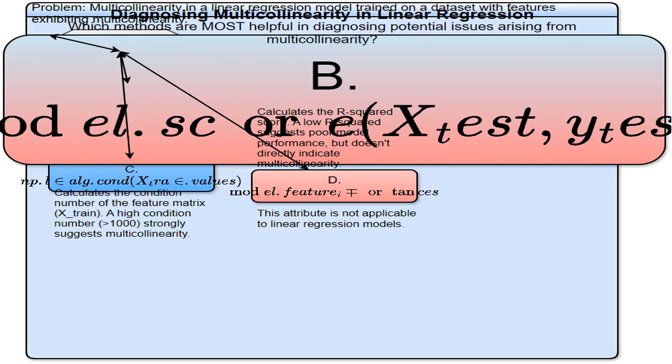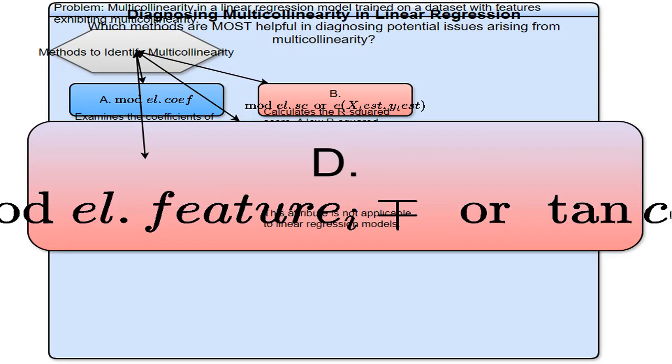This model.score function gives me the R-squared score, which shows how well my model fits the data. A low R-squared score means my model doesn't fit well, but it doesn't tell me directly if it's because of multicollinearity. A high R-squared score doesn't rule out the possibility of multicollinearity either. I need to remember that model.feature_importances_ is only useful for tree-based models, like random forests, not for linear regression models like the one I'm using.